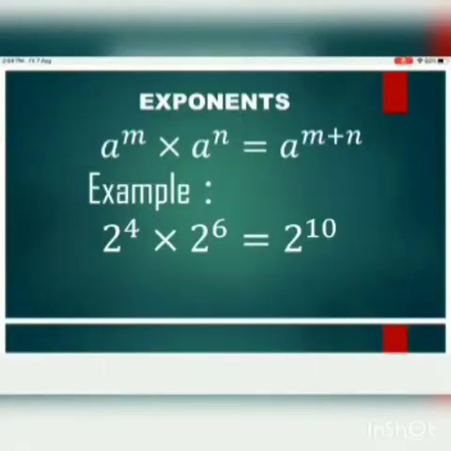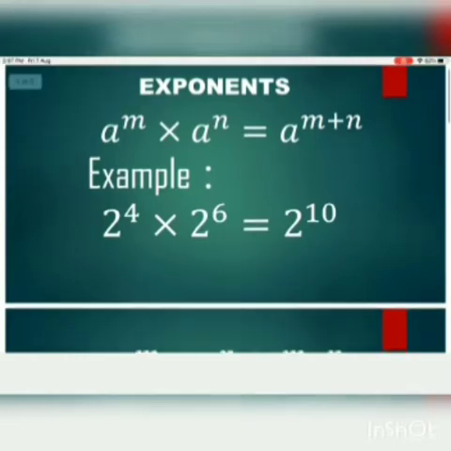Let us recall exponents and laws of exponents. A power m into a power n is equal to a power m plus n. Example, 2 power 4 into 2 power 6 is equal to 2 power 10. So here the powers we have to add. 4 plus 6 will get power 10 and 2 is the base.